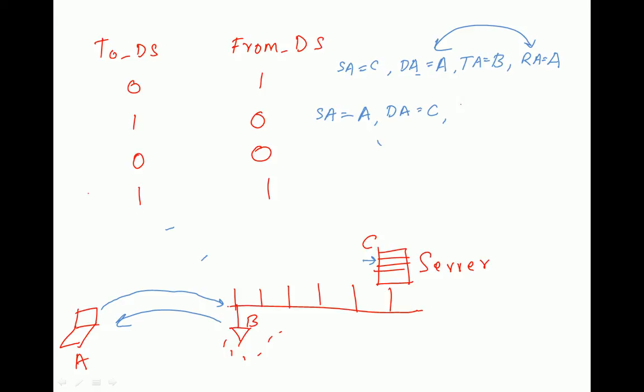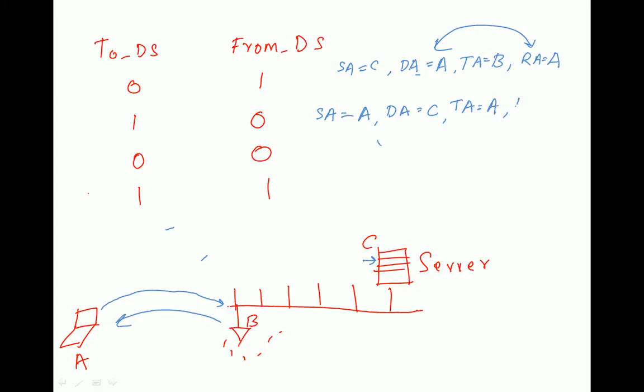Next, what is the transmitter address going to be? The transmitter address is the client's address again. Why? That's because the client is in charge of sending this frame over the wireless medium. So in this particular combination of the to_ds bit being 1 and the from_ds bit being 0, the transmitter address is the same as the client's address.